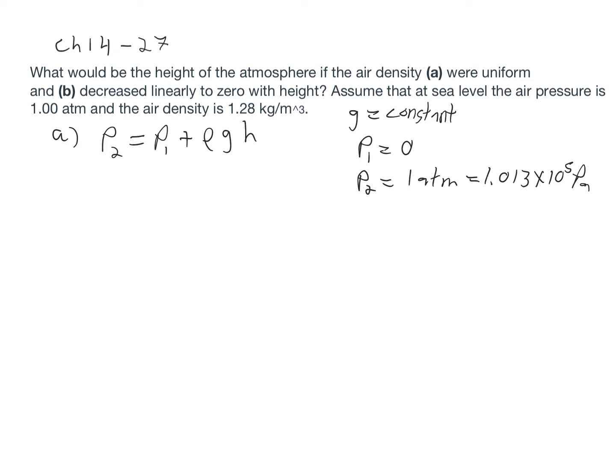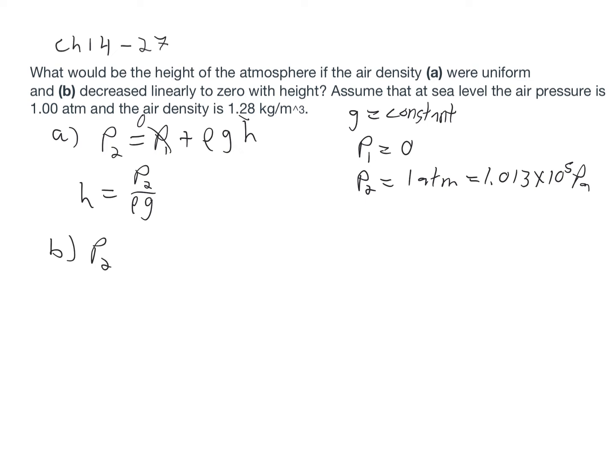So in this case, if we wanted to find the height of the atmosphere if the density was the same throughout, then since P1 is 0, the height of the atmosphere is just going to be equal to P2 over rho times G, where rho is this density and G is 9.8, and so you should be able to get the thickness of the atmosphere. For question B, however, it's a little bit different.